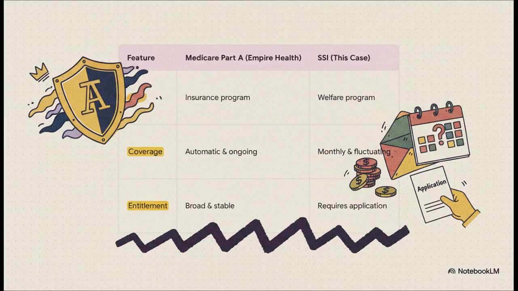The court's answer was basically, you're comparing apples and oranges. They drew this really sharp line between the two government programs. They said Medicare Part A, the program in that older case, is an insurance program. Your entitlement is broad, it's ongoing, like an insurance policy that's always active. But SSI, they said, that's a welfare program. It gives out cash based on your situation that can change every single month. The very nature of the benefit is different.